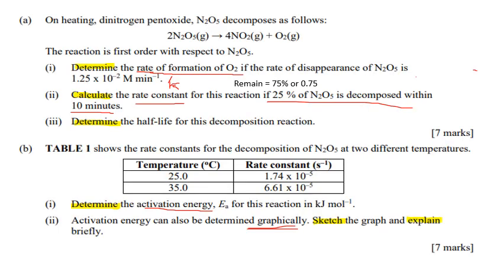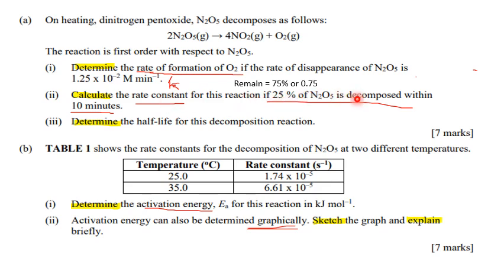Okay, final set, PSPM2 set 2018 and 2019. This one follows the latest format. Question 1, 14%. So it's much easier compared to the previous one. The reaction is first order, as given, and they ask you to determine the rate of formation of O2. This is an easy question. And then calculate the rate constant.